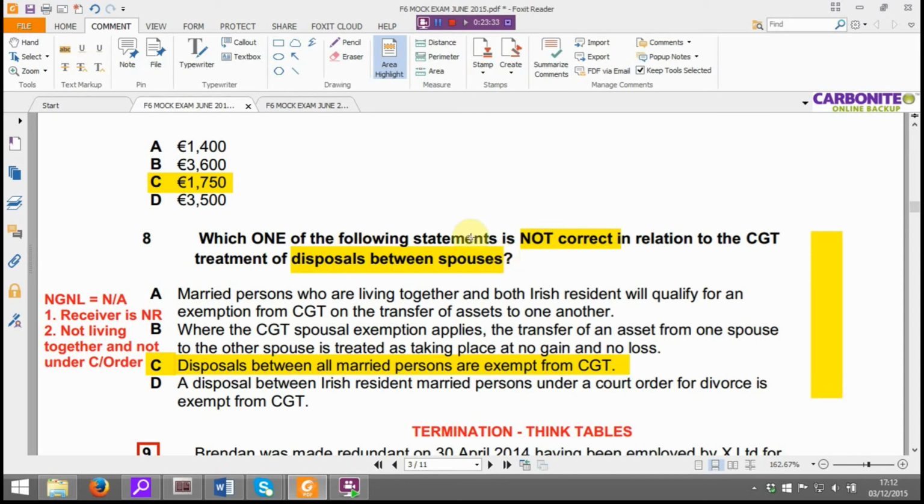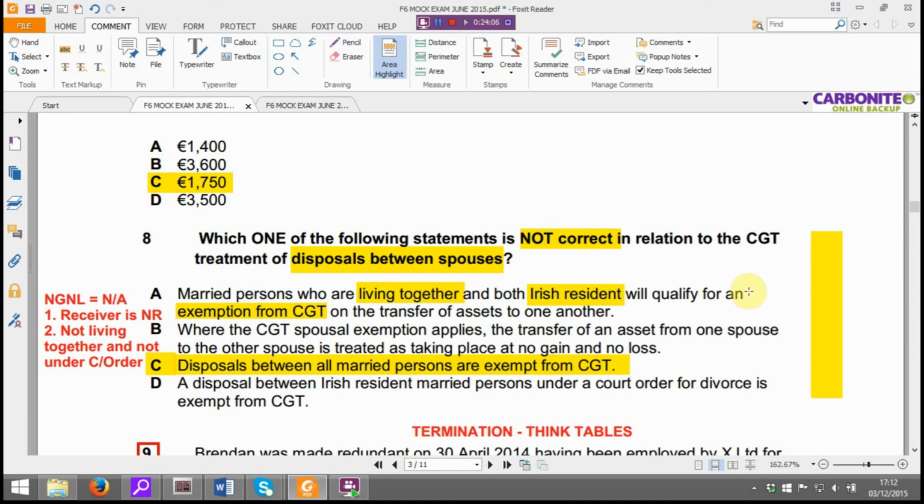The question says, you know, what is not correct in relation to disposals between spouses? And what's not correct is certainly C, which I'll come back to. A, B, and D are clearly correct. Let's look at A, for example. So they basically say, you know, married persons who are living together and indeed Irish resident will qualify for the exemption. That is true.